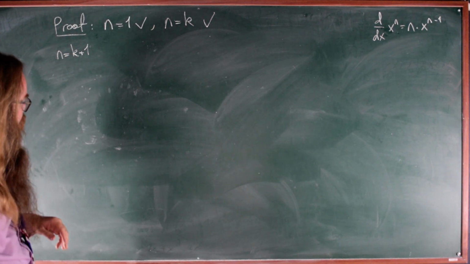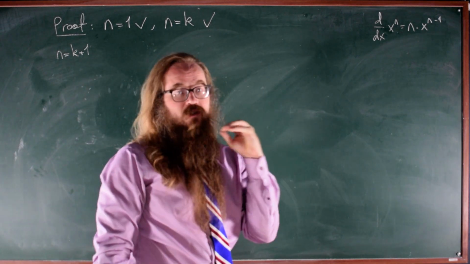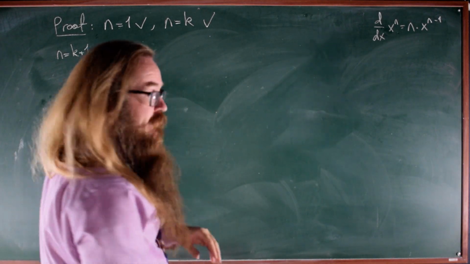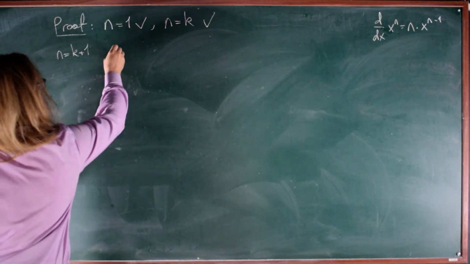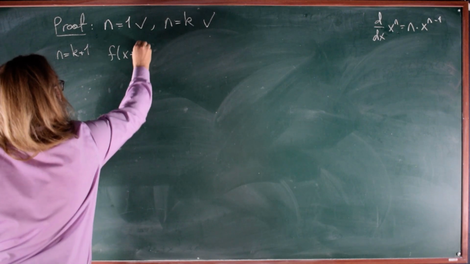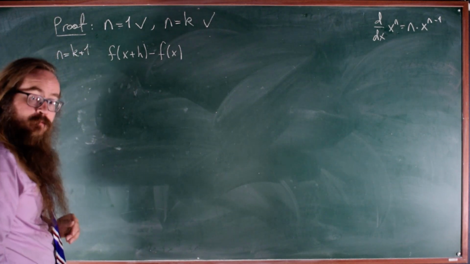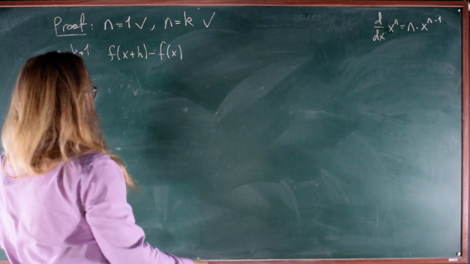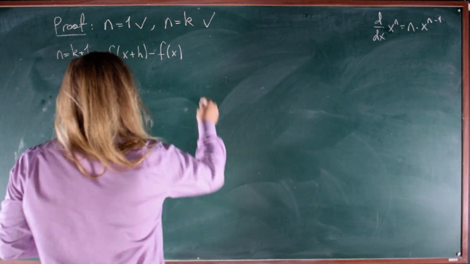Right? So when we're finding the derivative, we always find the secant slope. All right? So we start by finding the rise of the secant slope, which looks like this. In our case, we have the function f of x is equal to x to the power of k plus 1.